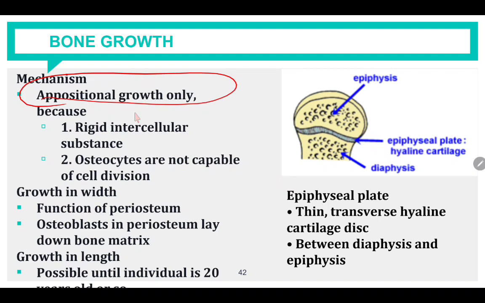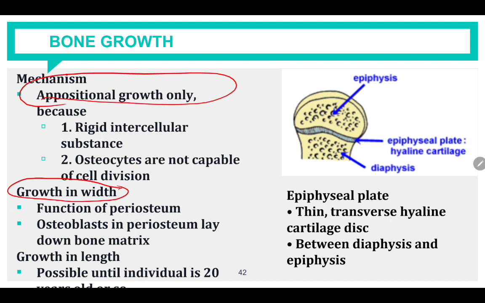So, ibig sabihin, yung pag-grow niya is nakadepende sa rigidity of the intercellular substances and then yung capability ng osteocytes, since the osteocytes are not capable of cell division, no? So yan yung isang mechanism ng ating bone growth, no? Positional growth only. We also have yung growth in width, di ba? So dito guys, diyan na papasok yung functions of periosteum.